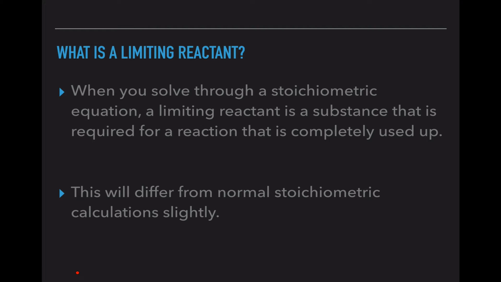So what is a limiting reactant? When you solve through a stoichiometric equation, a limiting reactant is a substance that is required for a reaction that is completely used up. So previously when we talked about the ham sandwiches, the ham was completely used, but we had extra lettuce and extra bread. So for these examples, we are going to have substances that I give you a specific amount of, and you'll have to calculate which one is completely used up and which one has extra, and how we are going to go through the rest of the process. So the limiting reactant is the one that disappears completely because all of it is used. The excess reactant is the one that you have leftovers of.